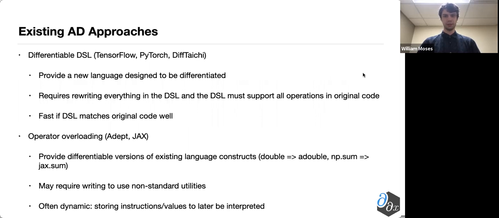So there are three existing approaches for performing automatic differentiation. The first approach is to rewrite everything in a new differentiable domain-specific language. Some of these you might have heard of, such as TensorFlow, PyTorch, JAX, or Diffit. The essence here is that you want to create a new language where every single primitive in that language is explicitly designed to be differentiated. This can end up working quite efficiently if the domain-specific language matches exactly what you want to do. However, if it doesn't exactly match what you want to do, it can end up being quite slow.